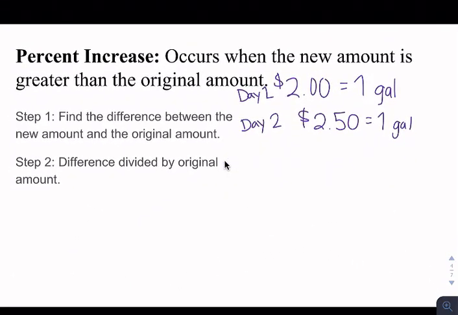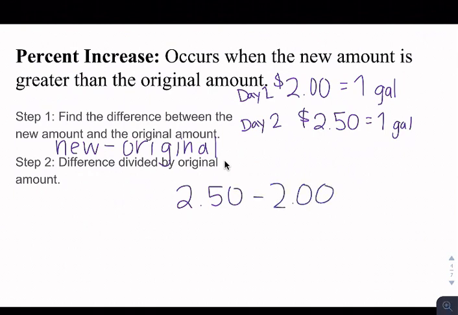And in order to find out by what percent the price increased, we do two things. First, we find the difference between the new amount and the original amount. So we always do new minus original. That's going to give us the difference. So it's starting at the new, $2.50, and then we're subtracting the original, which is $2, and that gives us a 50-cent increase.